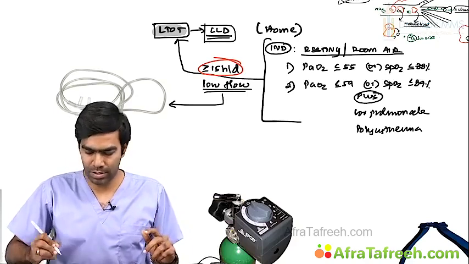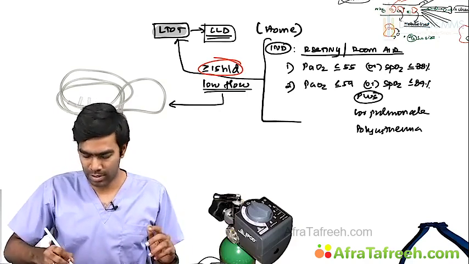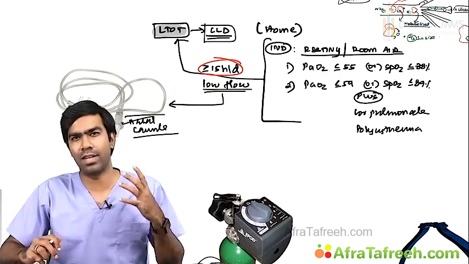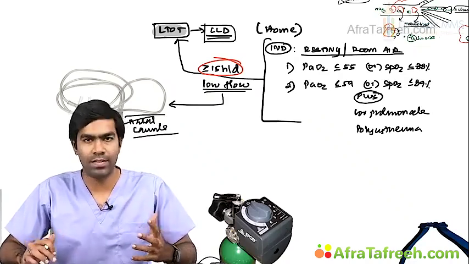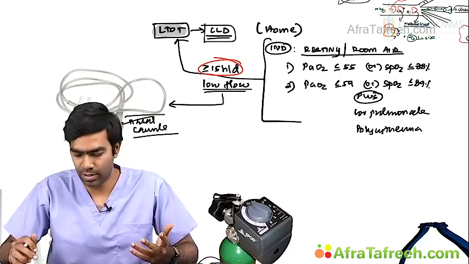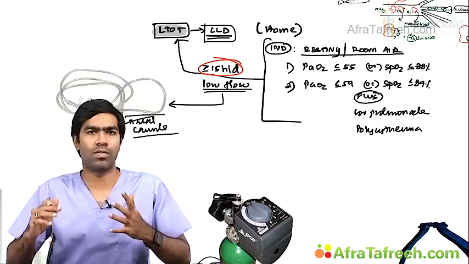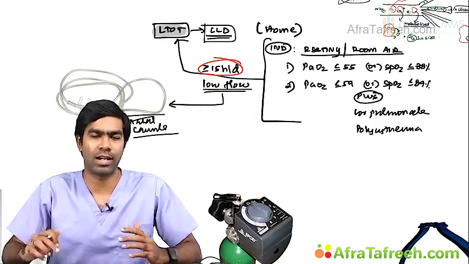One of the best ways to give this low-flow oxygen is a nasal cannula. Through nasal cannula, we give. But the problem with the nasal cannula is it's wasting a lot of oxygen. So that's why we need to know about the oxygen conserving devices also. But at the same time, you have to know what is the amount of oxygen flow in the nasal cannula I have to start with.